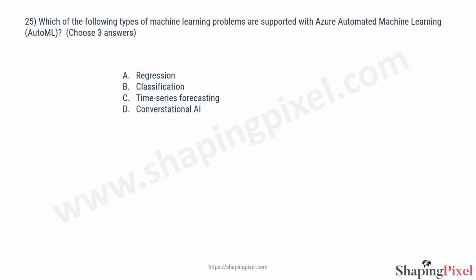Question number 25. Which of the following types of machine learning problems are supported with Azure Automated Machine Learning, AutoML? Choose three answers. And we have the following four options: regression, classification, time series forecasting, conversational AI. So the right answer here is option A, B, and C.